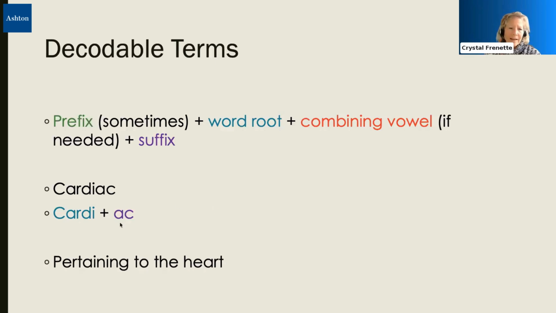And every time we see ac now, we've just learned it means pertaining to. Every time you see ac now at the end of a word, you can know that it means pertaining to. Every time you see cardi in a word, you know that word root means heart. So whenever we see cardi, it's going to be referring to the heart.